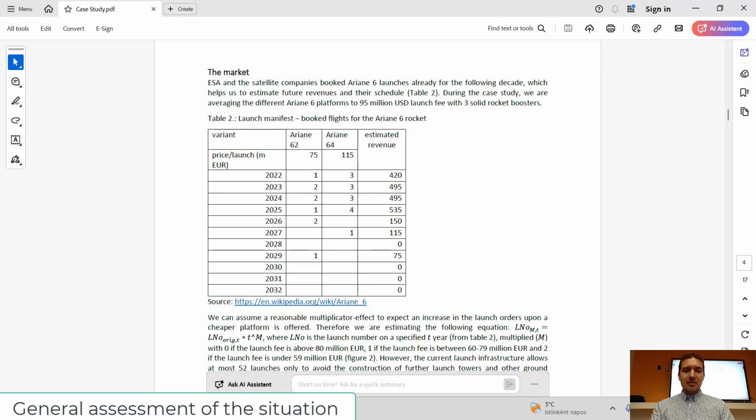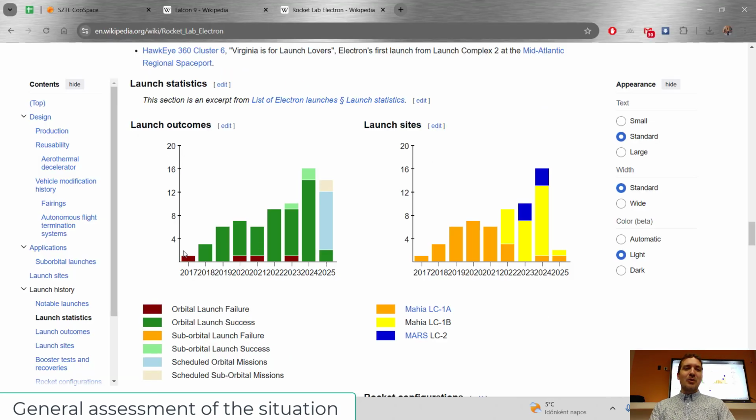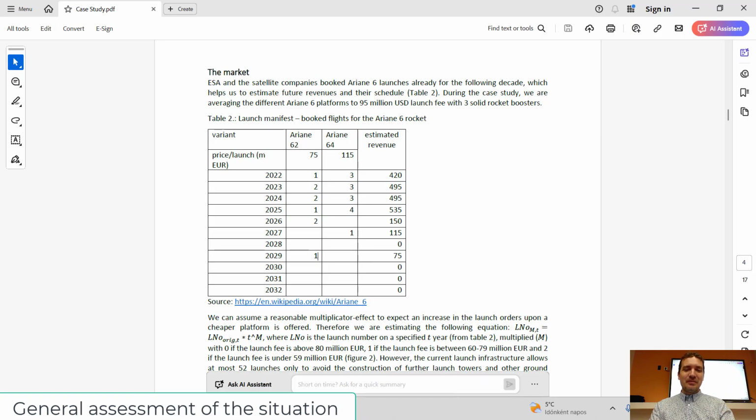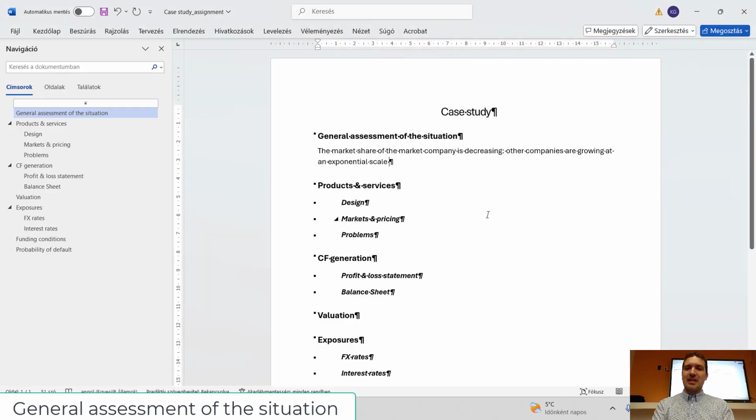Doesn't matter that Rocket Lab, okay, it's in the 1 to 10 scale, but still this is increasing. SpaceX is in the 100s. But right now we are in zeros. So they are growing at an exponential scale, but ours not.